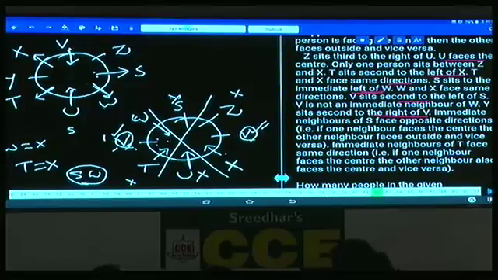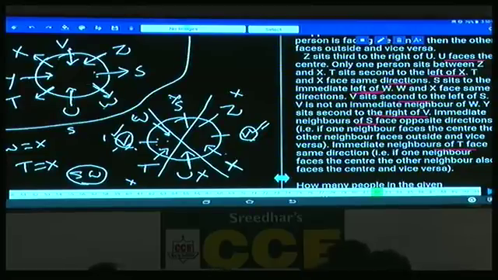Then what is the other information here? Immediate neighbors of S face opposite directions. Who are the immediate neighbors of S? W and Z, and these two are opposite. W is facing away, hence Z is facing towards the center. Immediate neighbors of T face the same direction, hence U and Y are facing the same direction. Clear now? This is how these 8 persons are seated around the circular table. Some of them are facing the center and some are facing away.